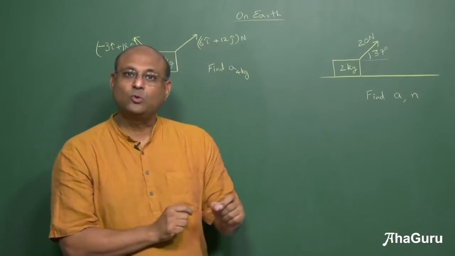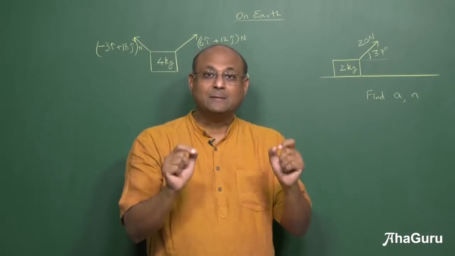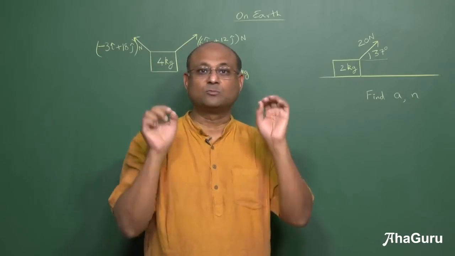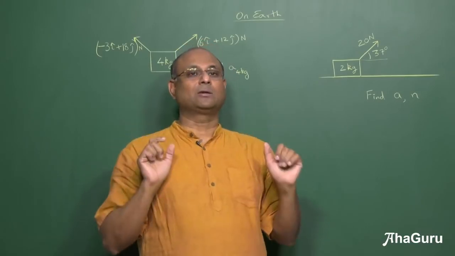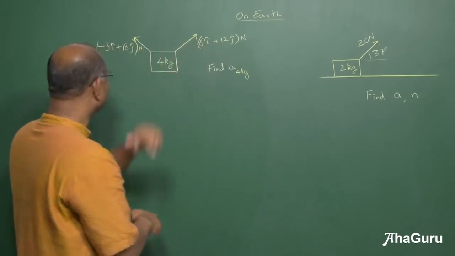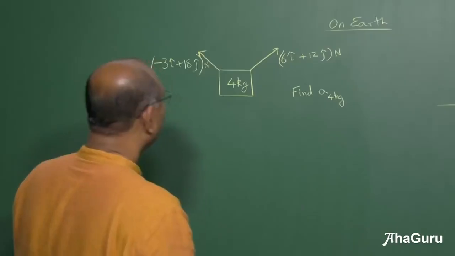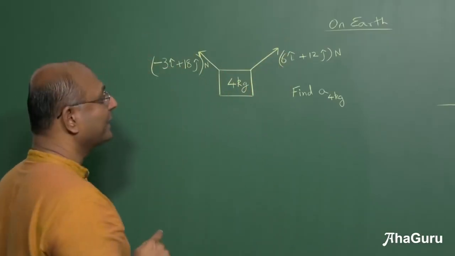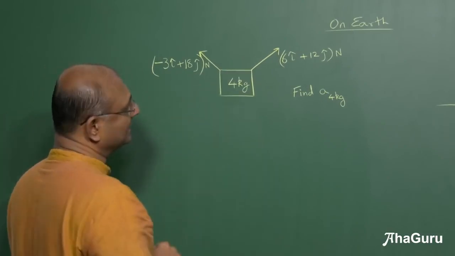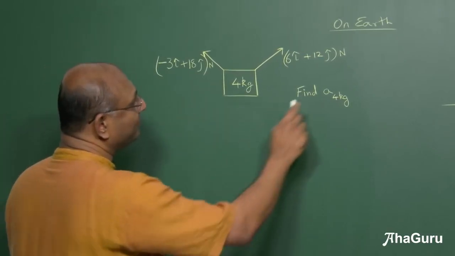Okay, so now let us take two such examples. Many times gravitational force and normal forces won't be marked on the diagram. Only applied forces will be marked on the diagram. So let us look at this case. Here I have a 4 kg block with two forces acting on it. Now if I take this object, I want to find its acceleration.